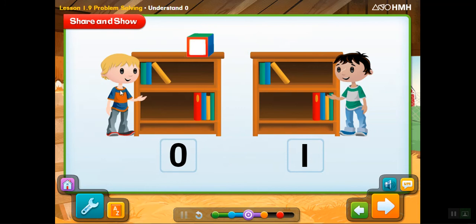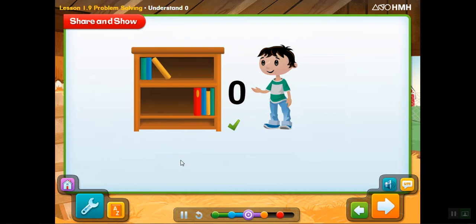So look at, here's Drew. Drew has 1 block. Adam does not have any blocks. He has 1 fewer. Drew has 1 more block than Adam. If Drew only has 1 block but 1 more than Adam, how many does this guy right here have? That's right, he has 0 blocks. That's right. Adam has no blocks. 0 means none.